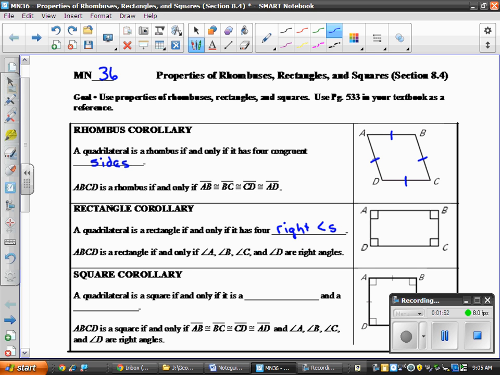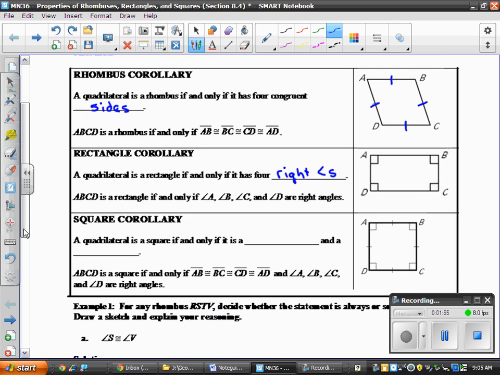The square is, if you think of this as a family tree, kind of like that perfect child. It has all equal sides like a rhombus and all 90 degrees like a rectangle, and that is what makes it special, that it has both all the time. So a quadrilateral is a square if and only if it is a rhombus and a rectangle.